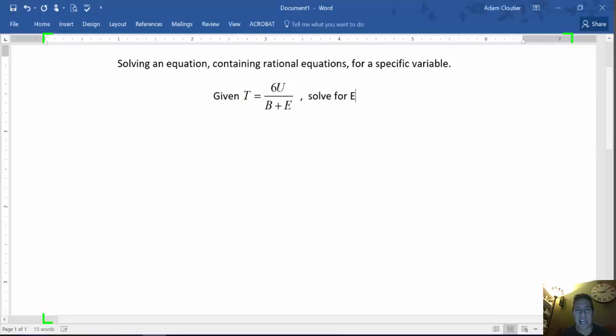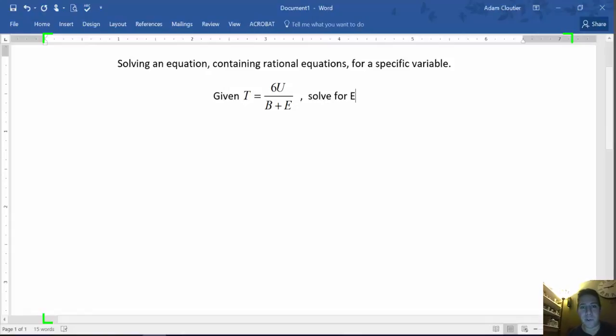Solve an equation containing rational equations for a specific variable. Here we're given the equation t equals the fraction 6u divided by the quantity of b plus e, and we have to solve for e.